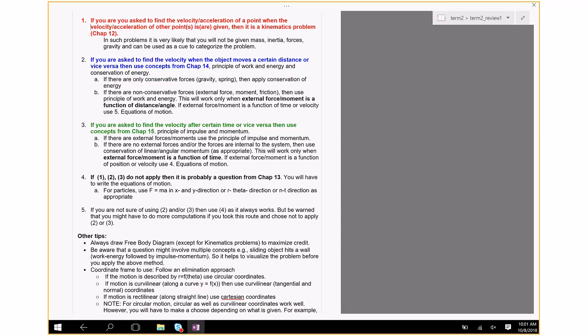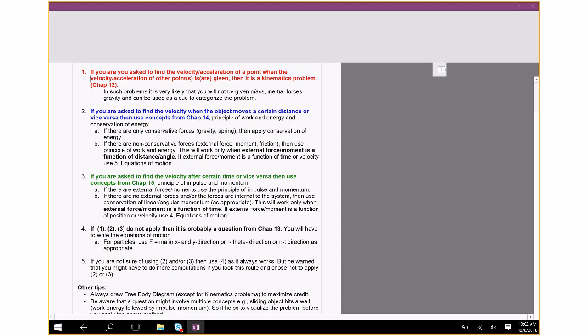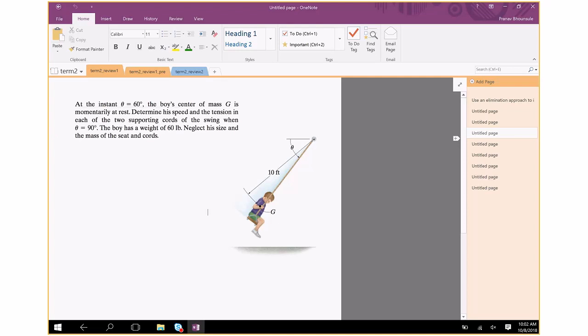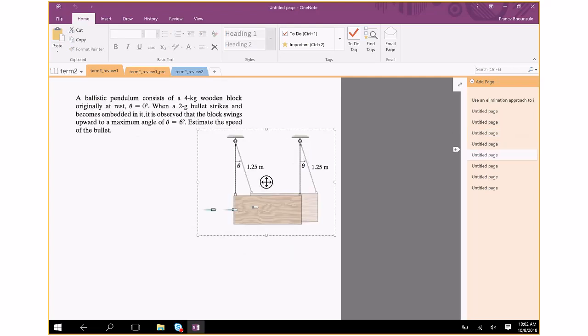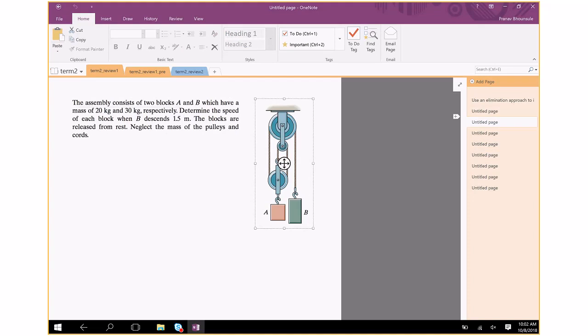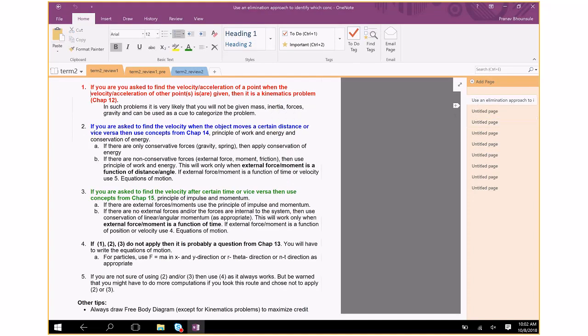In my opinion, what will make this exam particularly hard is that it covers multiple chapters, 13, 14, and 15. When you see a question, you will not have the question number in front of you, so you don't know if it's from chapter 13, 14, or 15. So how do you go about figuring out what concept to apply? Okay, so I created this sheet which I distributed, and that's how I go about figuring out what concept to apply for a particular problem.